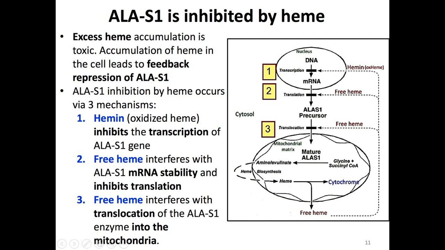Free heme interferes with the ALAS1 messenger RNA stability and inhibits its translation. Free heme can also interfere with translocation of the ALAS1 enzyme into the mitochondria, and this is how ALAS1 regulates heme synthesis.